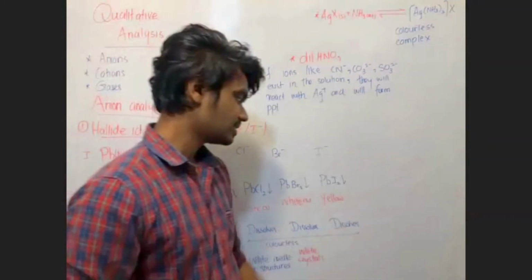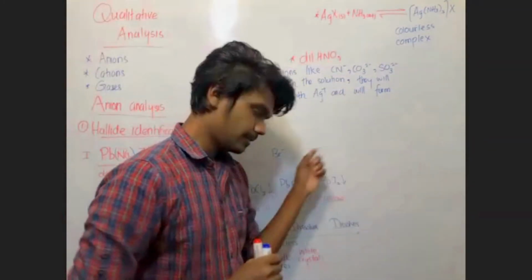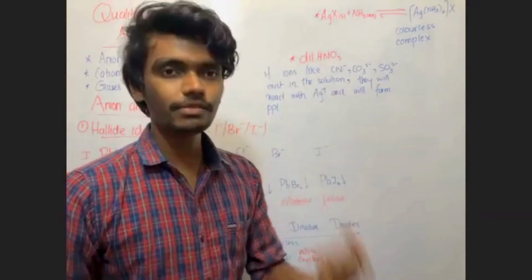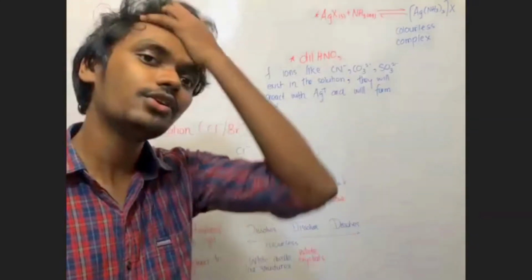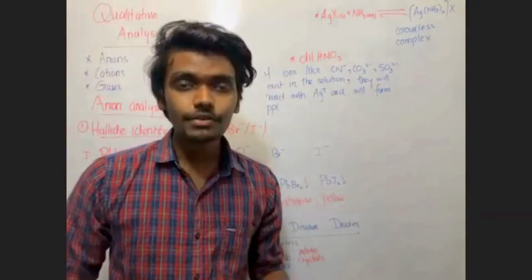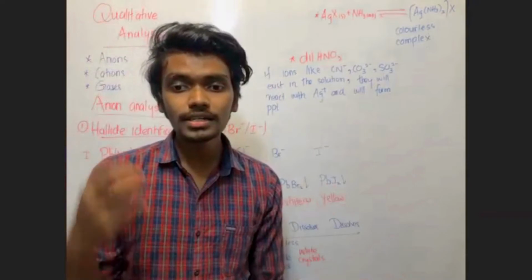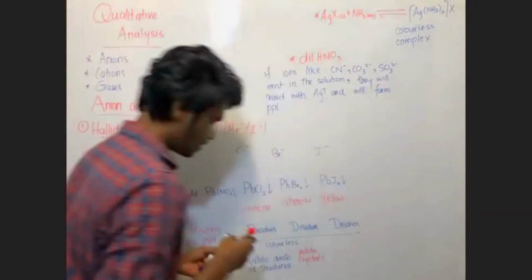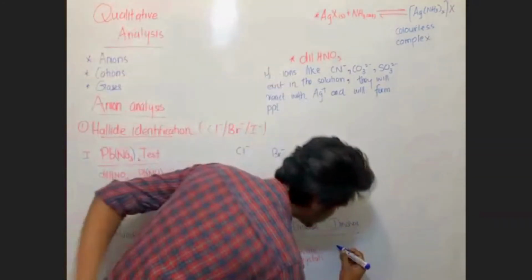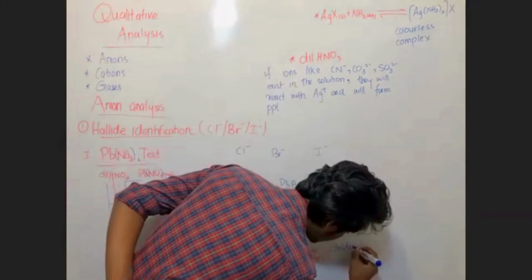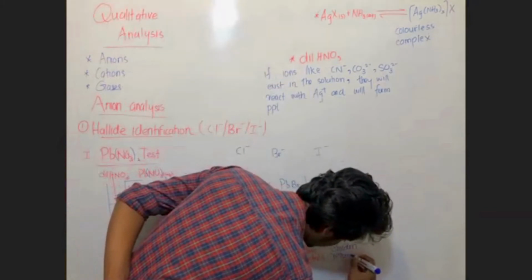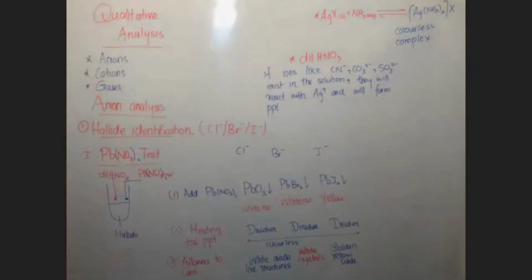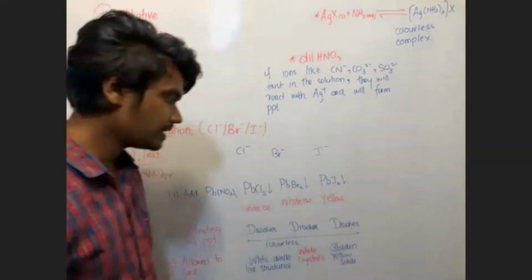And this one, PbI2, when you heat it, it will dissolve into a colorless solution. When you further allow it to cool, it will form golden yellow solids. Golden yellow solids. Right?